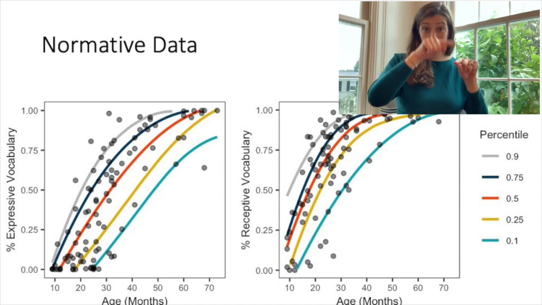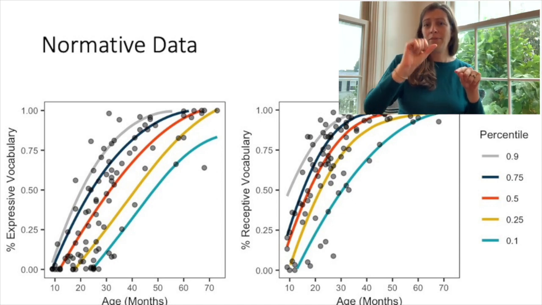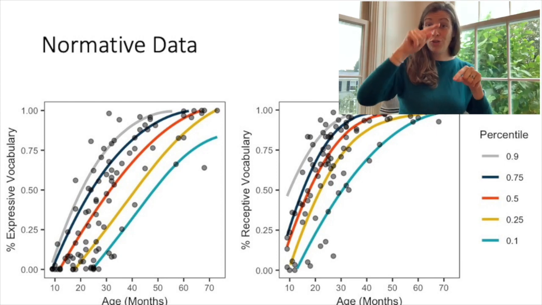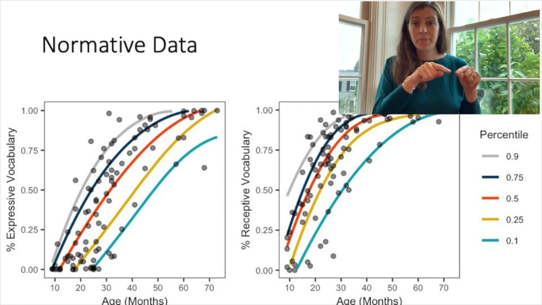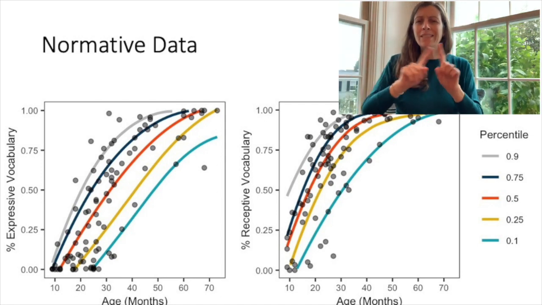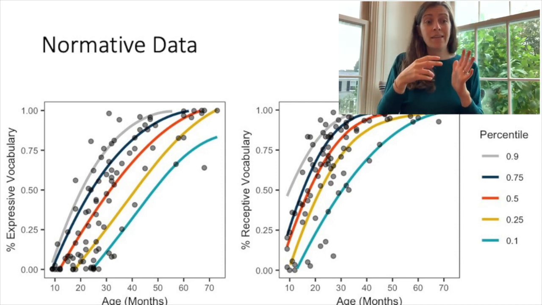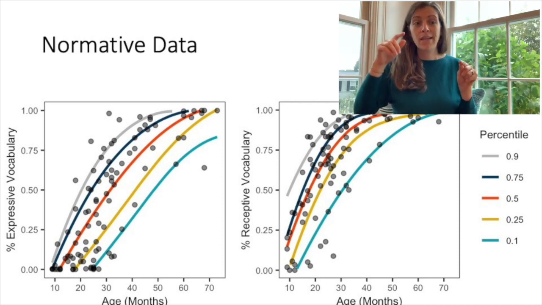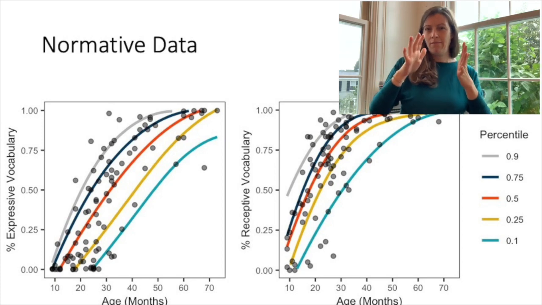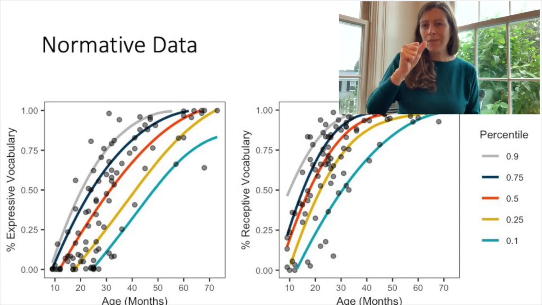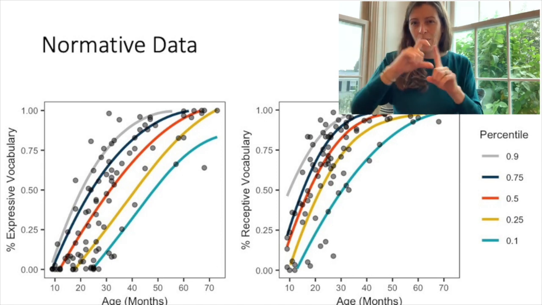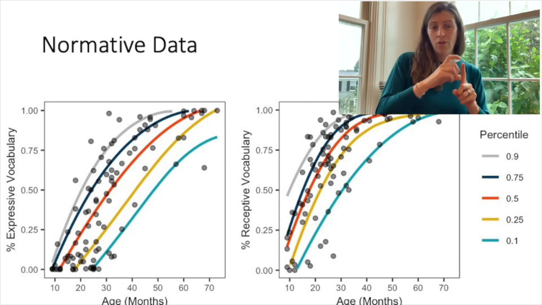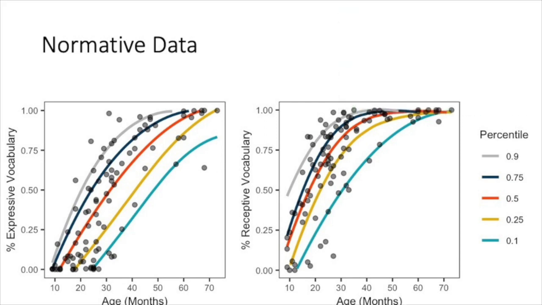So I'm focusing now on vocabulary data. What you can see on the y-axis is the number of items the child knows, so a higher value is a larger vocabulary size, and on the x-axis you can see age. The growth curves indicate the percentile, so the 90th percentile is marked in gray, the 10th percentile is in that teal color, and that shows you what the age milestones are for vocabulary size at each age. On the left you can see expressive vocabulary, and on the right you can see receptive vocabulary.